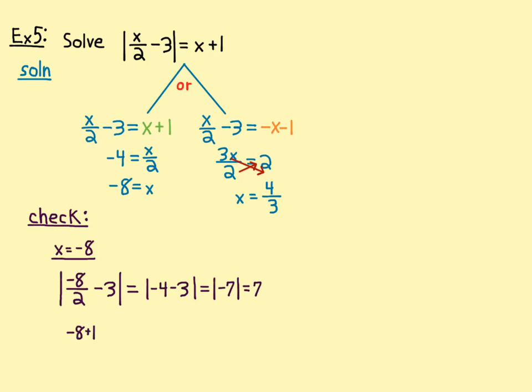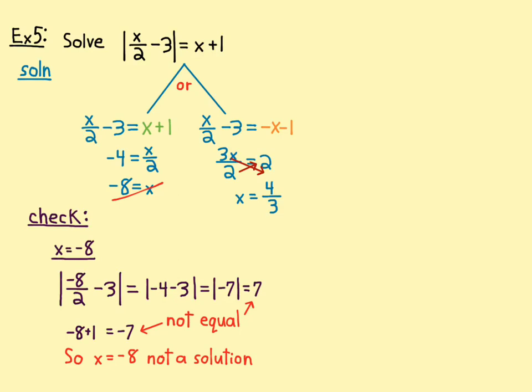Now the right-hand side of the equation, this part here, that's what I'm doing now. So it's negative 8 plus 1. And I get negative 7. Well, negative 7 and 7 aren't the same. They aren't equal. So wrong signs, right? So negative 8 is not a solution. So I have to cross it off. Usually people just cross it off. Bonk. And then I hope that 4/3 is the solution.